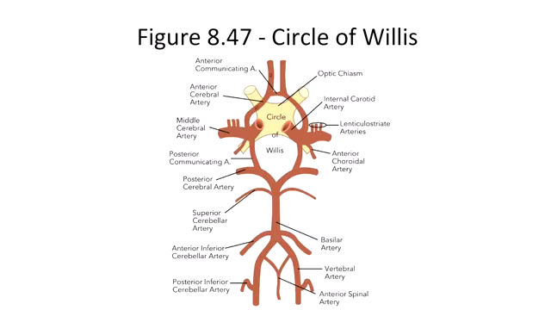From figure 8.47, we can see the posterior communicating artery right here. Recall that the oculomotor nerve passes between the superior cerebellar artery and the posterior cerebral artery as it projects anteriorly like this. This means that an aneurysm originating from the PCOM right here could compress the oculomotor nerve, resulting in the symptoms described in this vignette.